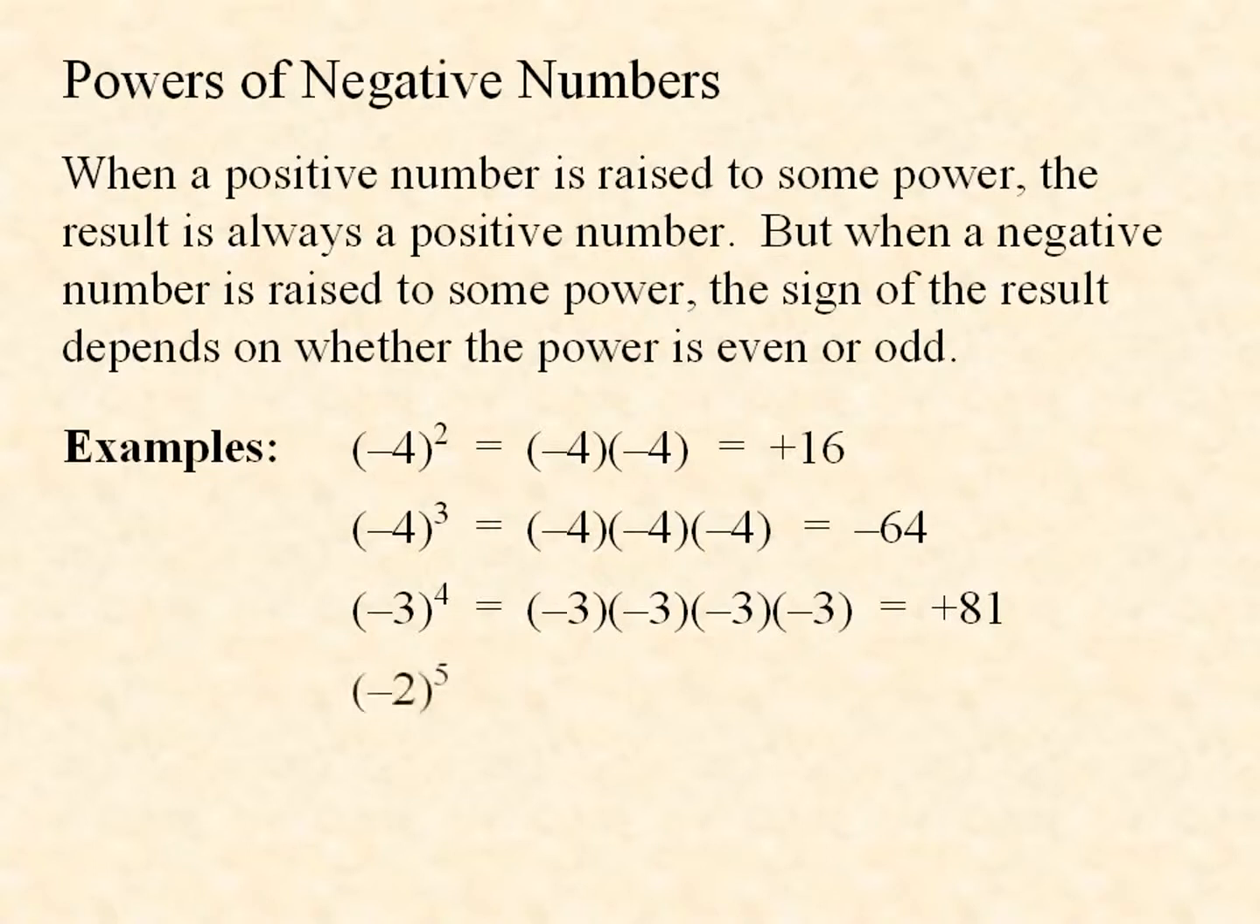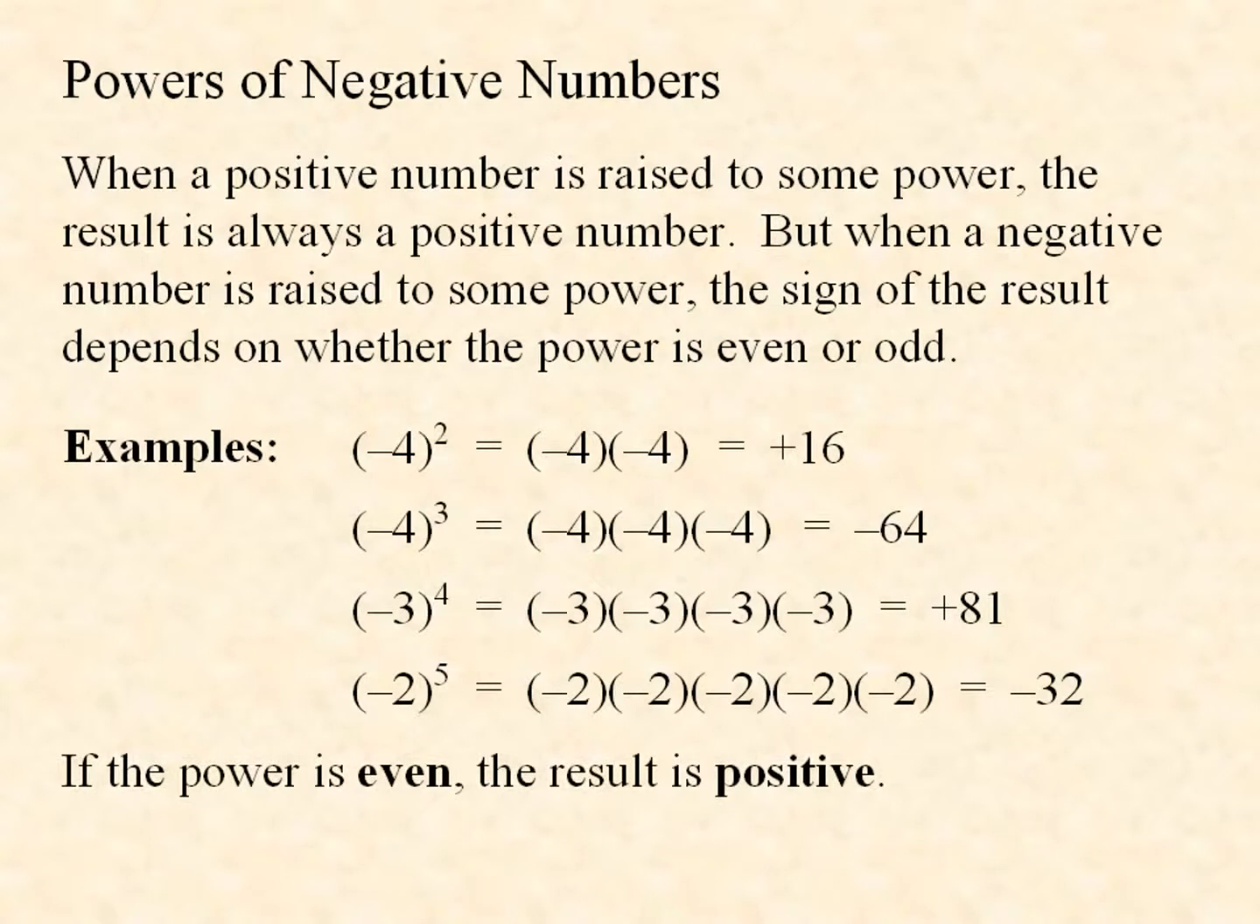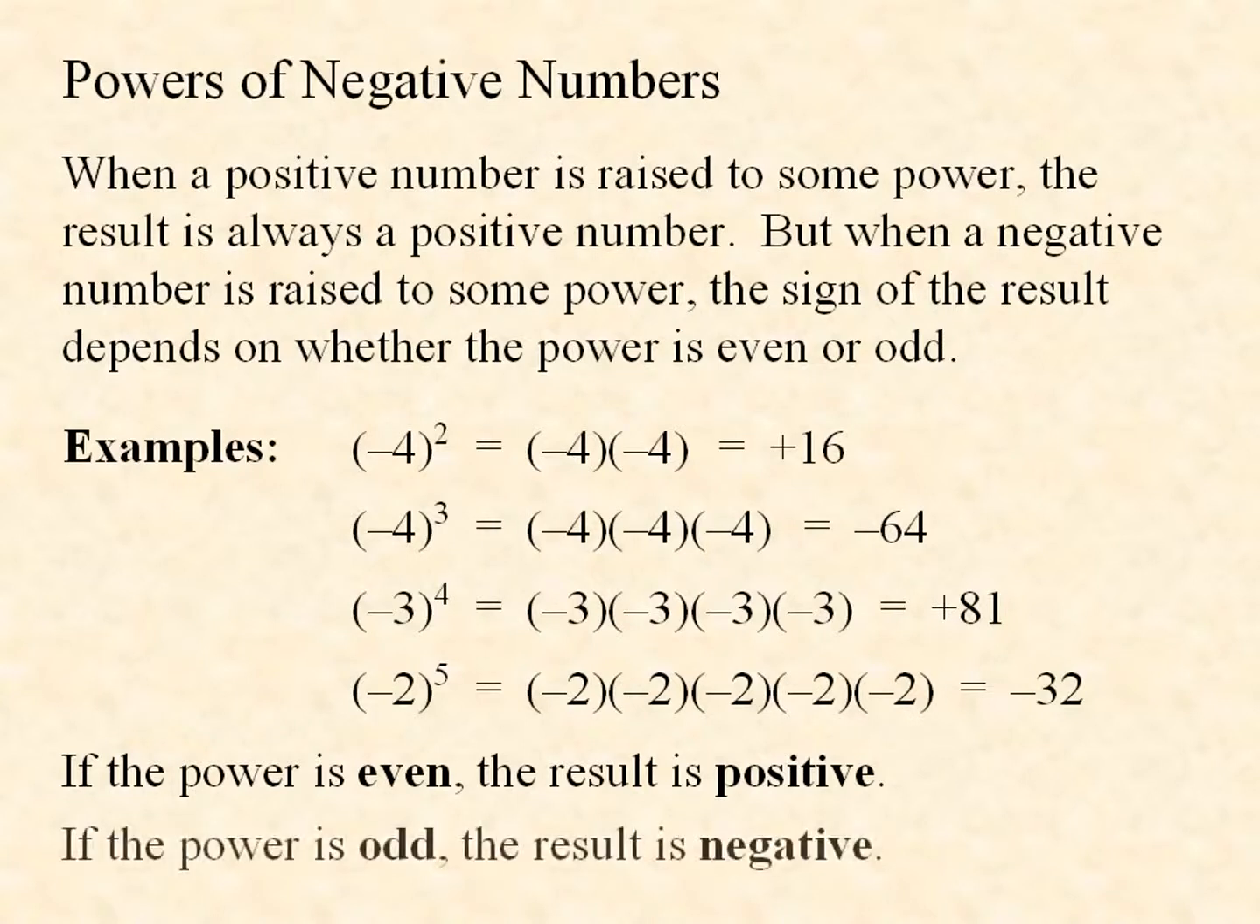Negative 2 to the fifth power means negative 2 times itself 5 times. An odd number of negatives multiplied give us a negative, and that happens to be negative 32. If the power is even, the result is positive, and if the power is odd, the result is negative.